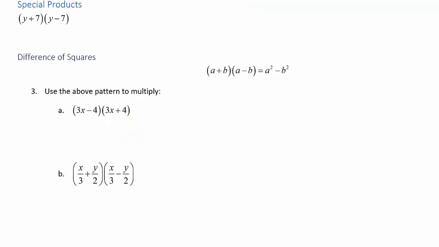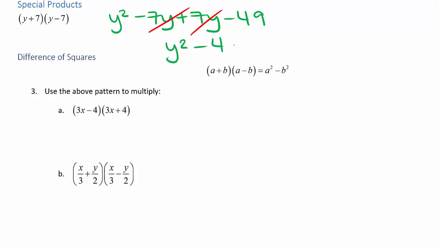Now, there are a couple patterns that come up when you're using this FOIL process. For example, if you multiply y plus 7 times y minus 7, using the FOIL process, you would get a y squared minus 7y plus 7y minus 49. And in this case, when you combine like terms, those middle two terms add up to 0, and you're just left with y squared minus 49.